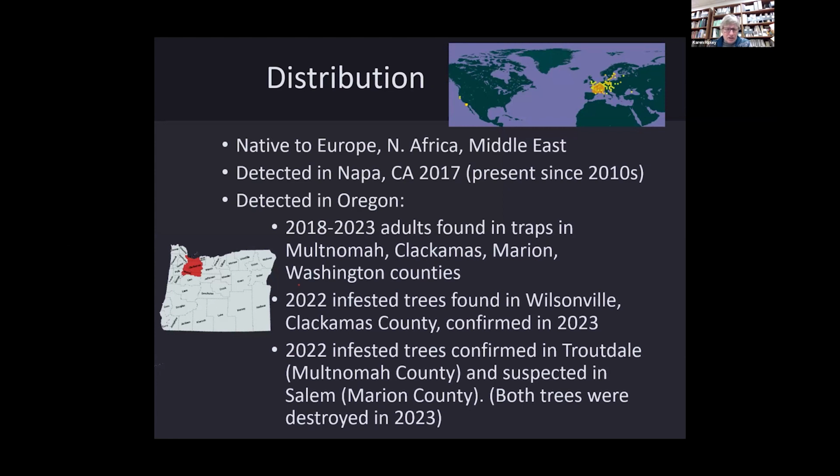There were also infested trees confirmed in Troutdale, Multnomah County, one infested tree in Troutdale, and a suspected tree in Salem. And both trees were destroyed in 2023. The tree in Salem, there was wood collected from that tree, and it's been in what are called emergence traps, waiting to see if any beetles come out of it. So far, there haven't. So maybe that's kind of a false positive for Salem, but definitely the tree in Troutdale was full of beetles. Troutdale's right along the Columbia River, just a little bit east of Portland.